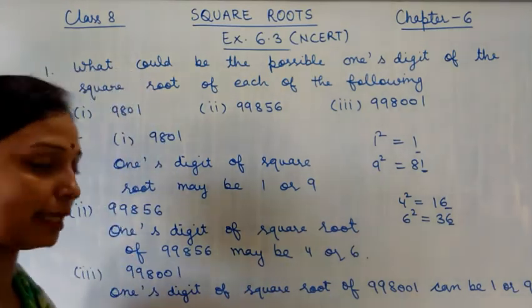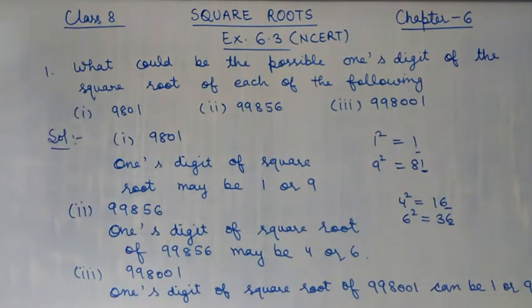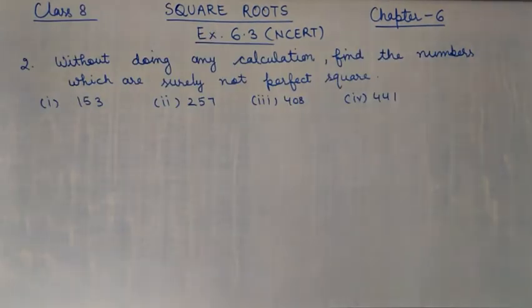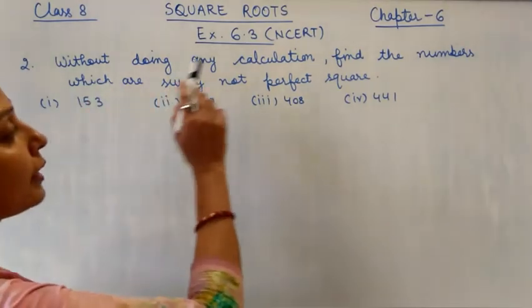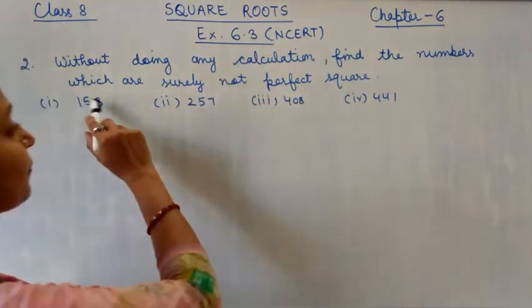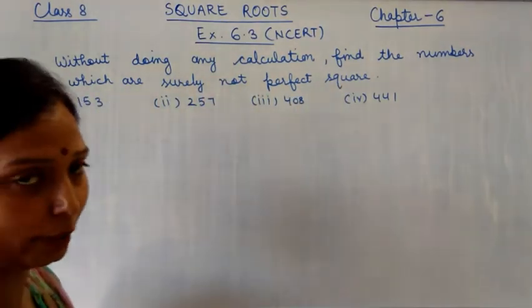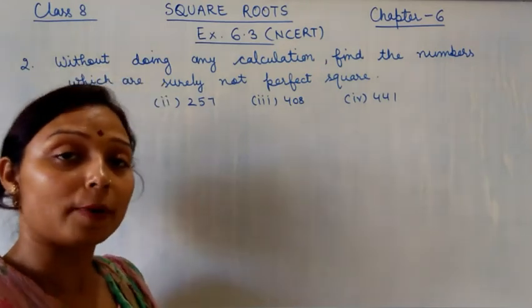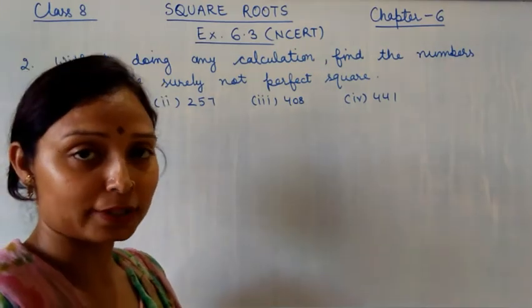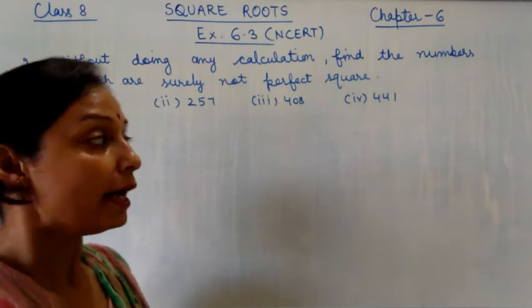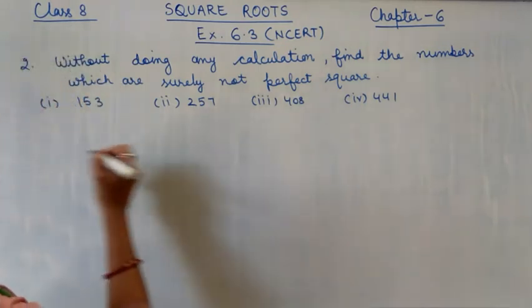Okay, now come to the second question. Without doing any calculation, find the numbers which are surely not perfect squares. I have told you about perfect squares in a previous lecture.